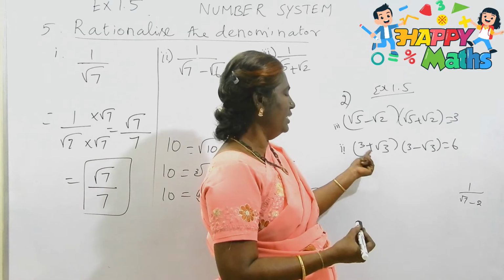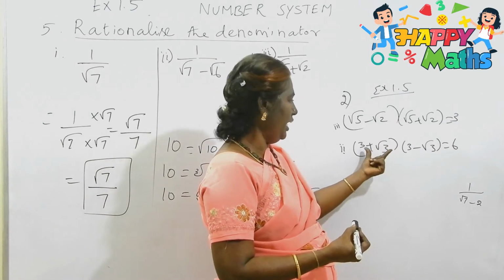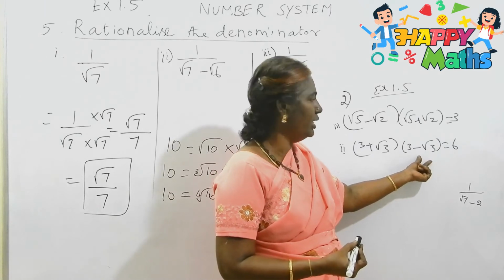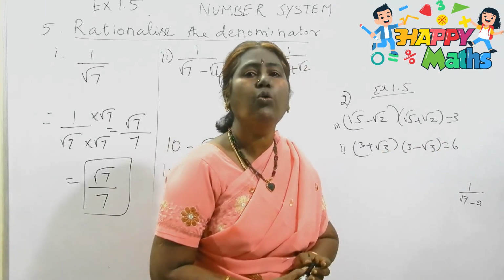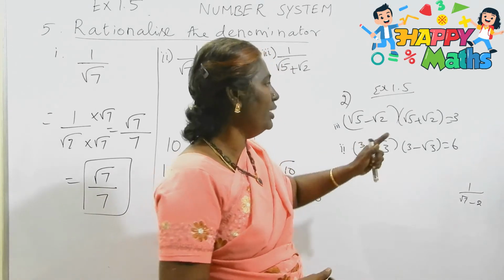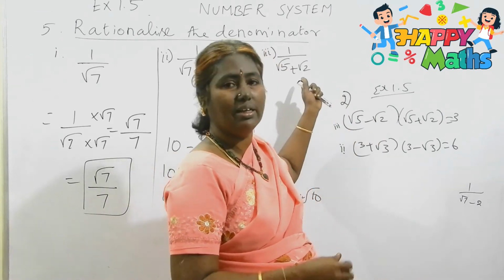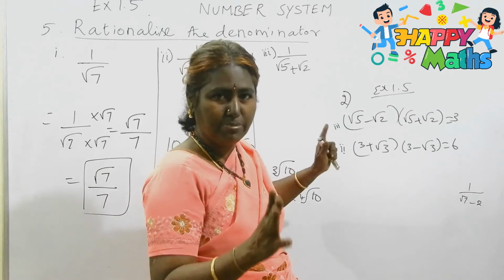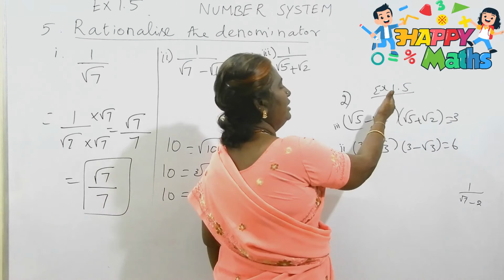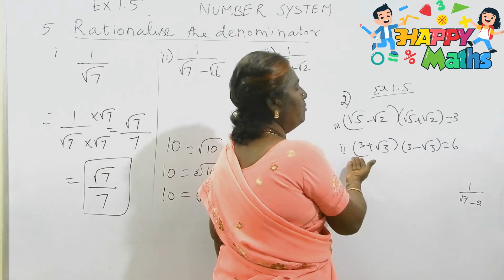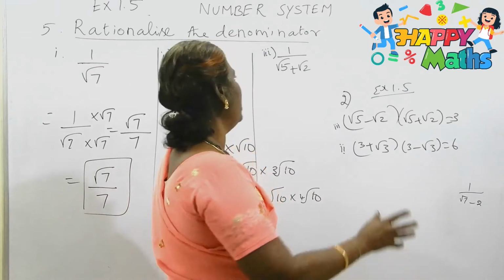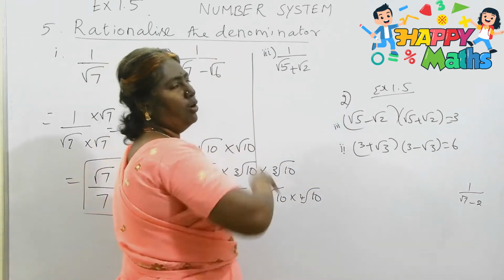Here it is 3 plus root 3. The same 3 plus root 3, when you multiply by 3 minus root 3, then also you will be getting the whole number. Can you understand now? Then why are we multiplying this with the opposite sign? Because we have seen the examples in Exercise 1.5 in the third problem and second problem. The same method only we are going to apply for this sum also.